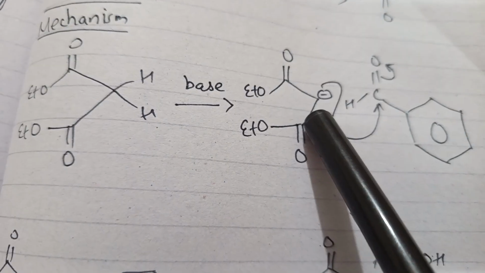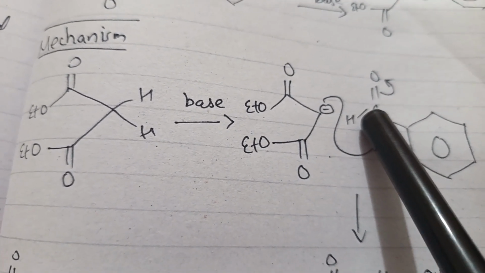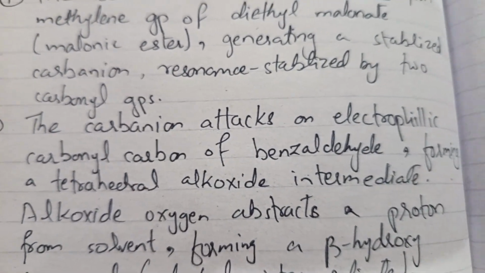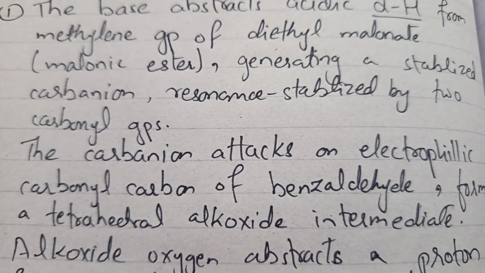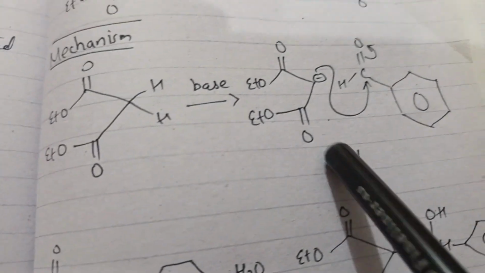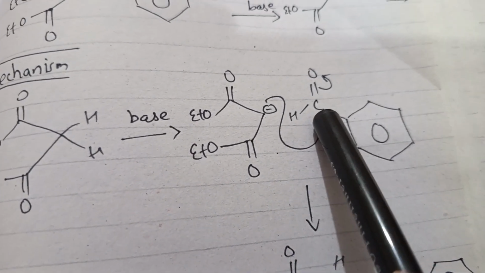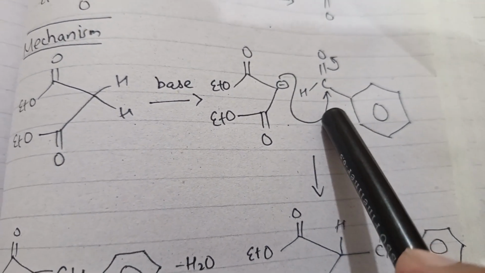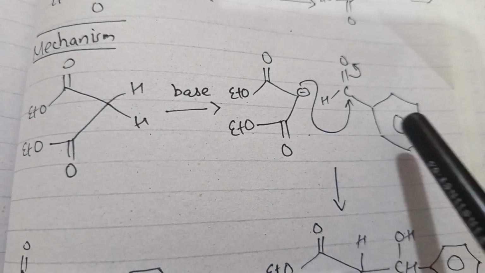In the next step, the carbanion attacks the electrophilic carbon of benzaldehyde, right? The carbanion attacks the electrophilic carbonyl carbon of benzaldehyde, forming a tetrahedral alkoxide intermediate. So you can see that this carbanion attacks this electrophilic carbon of this benzaldehyde, and it forms a tetrahedral alkoxide intermediate.